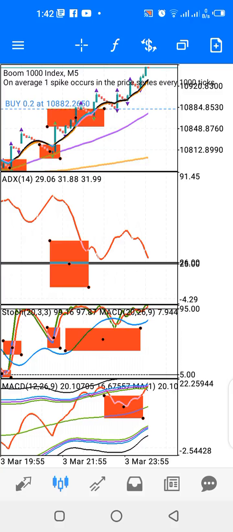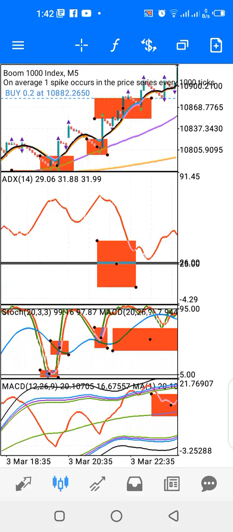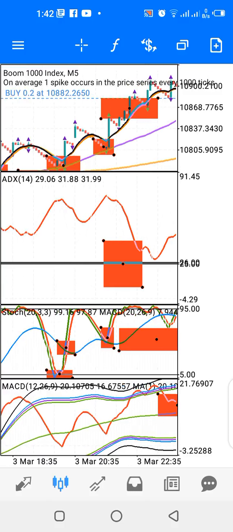So the reverse is the case when you are trading Crash 1000 or Crash 500. Instead of the indicator getting to the 5 level, it will get to the 95 level. As it gets to the 95 level and crosses down the blue, you sell. For Boom 1000 or Boom 500, you buy when it gets to the 5 level of the stochastic and crosses up the blue.